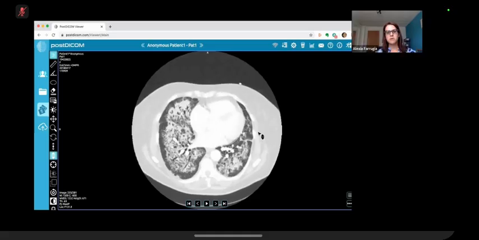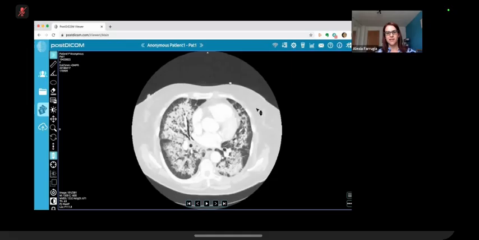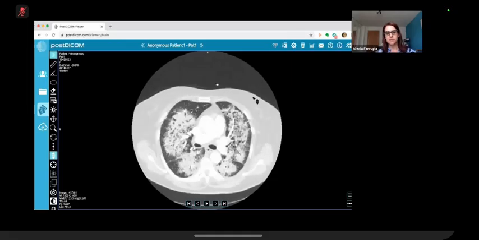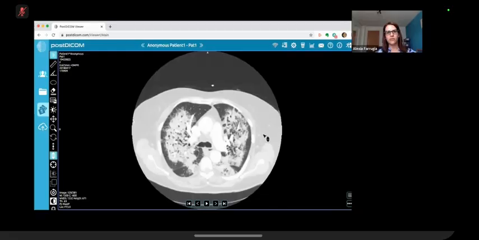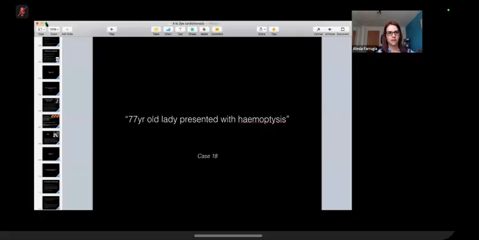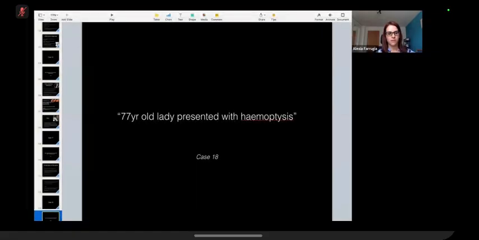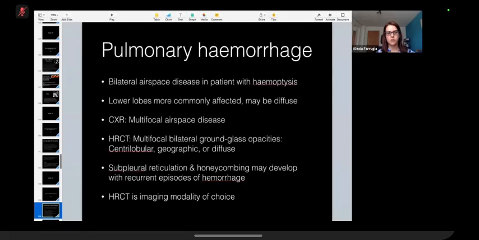Yes, this was pulmonary hemorrhage. Hemorrhage, okay. Yes, she presented with hemoptysis. So is there an underlying vasculitis? Not that we know of, but that's a very good point because we need to rule out any underlying vasculitic processes. I will revert back to the presentation. So this was pulmonary hemorrhage: bilateral airspace disease in a patient with hemoptysis.